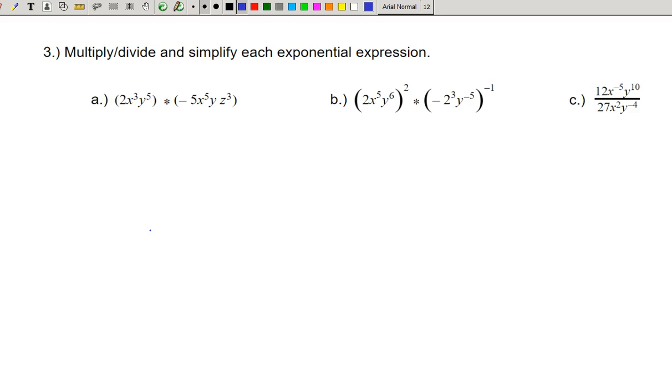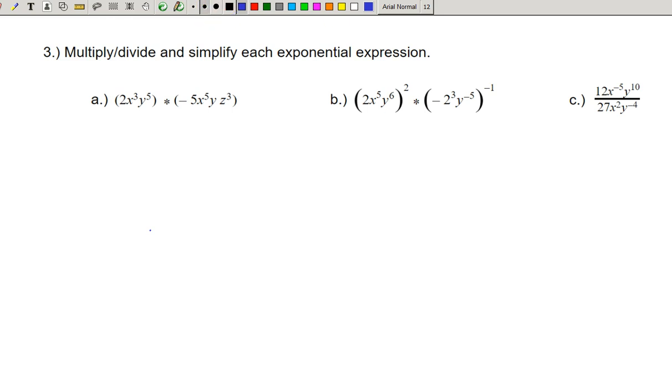All right, looking at number three. Number three essentially is still all those exponent properties that we are working with today. But now we're just going to have more algebraic expressions. We're not going to be able to evaluate these into actual numbers. We're just going to be using exponent properties to simplify as much as we can.